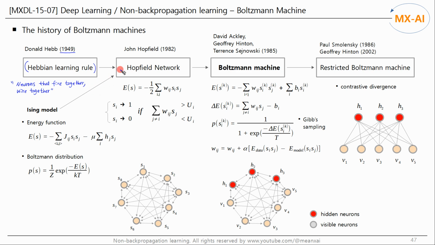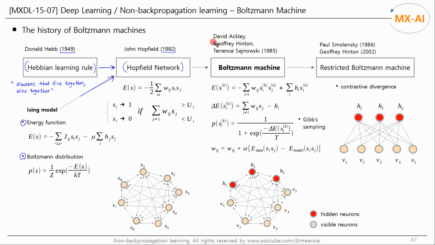John Hopfield proposed the Hopfield network in 1982. This is a neural network model that aims to emulate and understand the mechanisms of our memory that the brain performs when storing and recalling information. Hopfield used the Hebbian learning rule to train the network and applied the energy function and Boltzmann distribution of the Ising model to this neural network.